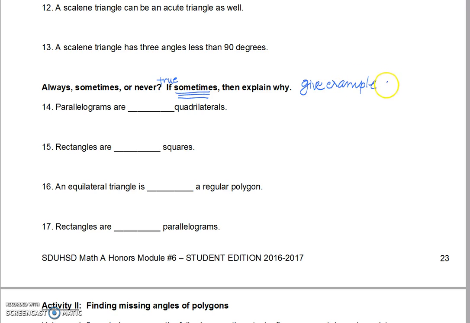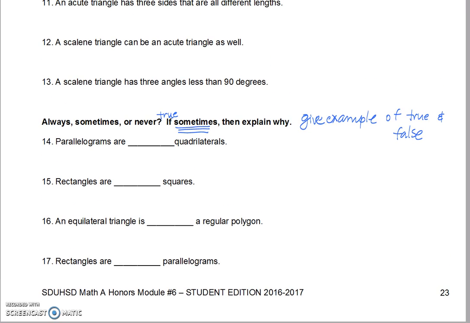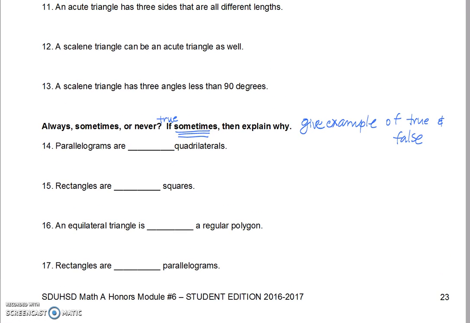Give an example of true and false if your answer is sometimes. So your next task is please complete numbers 8 through 17. We'll pause the video and see if you get the answers right. Please chat in your groups, because these aren't as obvious as you might think. I'm going to suggest 10 minutes on the timer, and if you need more, just talk to your sub about that. Pause the video, please.